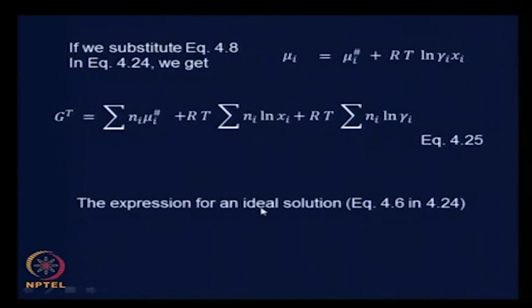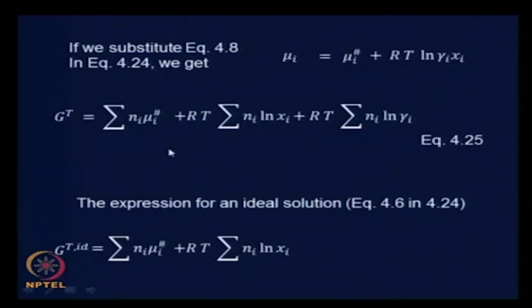At the same time, the expression for an ideal solution we all know. We know that gamma_i brings in the non-ideality. So, the expression for an ideal solution, which is actually 4.6 that we presented earlier, would be mu_i equals mu_i hash plus RT ln x_i. Now, if we substitute this into 4.24, we would get G^T ideal equals the sum over N_i mu_i hash plus RT sum over N_i ln x_i.